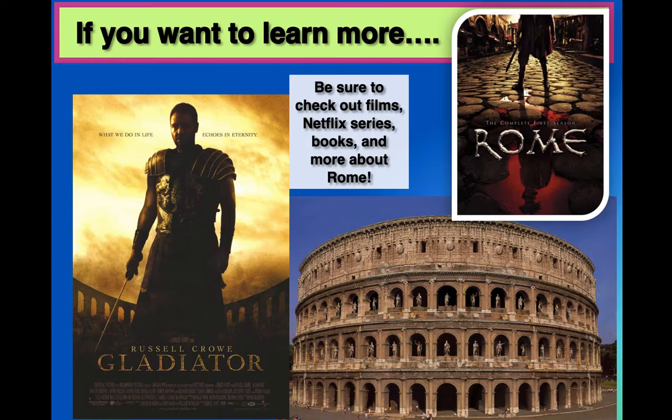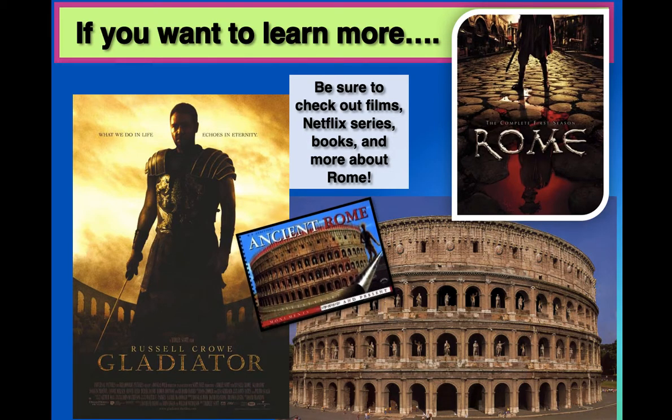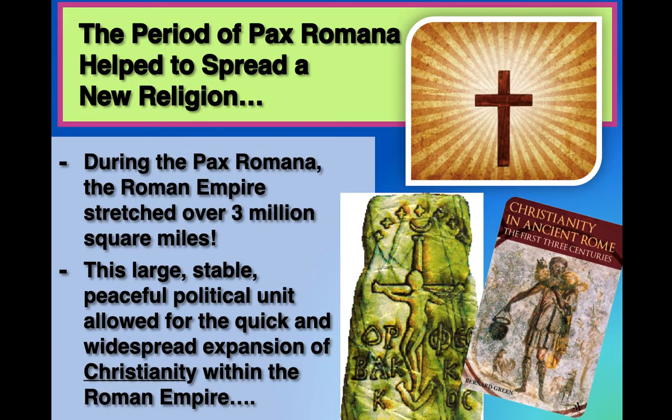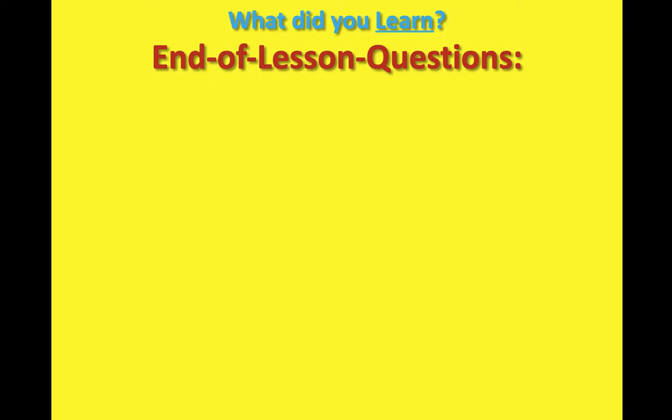Be sure to check out these films, Netflix series, and books, and more about Rome. The period of Pax Romana helped to spread a new religion as well. During the Pax Romana, the Roman Empire stretched over 3 million square miles. This large, stable, and peaceful political unit allowed for the quick and widespread expansion of Christianity within the Roman Empire. Okay, so what did you learn?